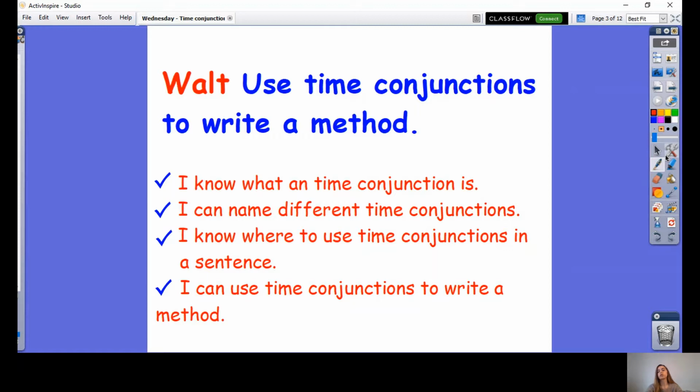Today, we are going to use time conjunctions to write a method. To be able to do that, you need to know what a time conjunction is, to name different time conjunctions, to know where to use time conjunctions in a sentence, and today to use them in your method.